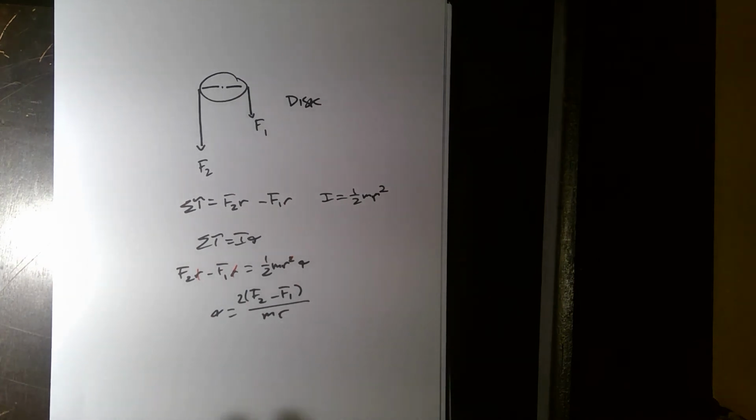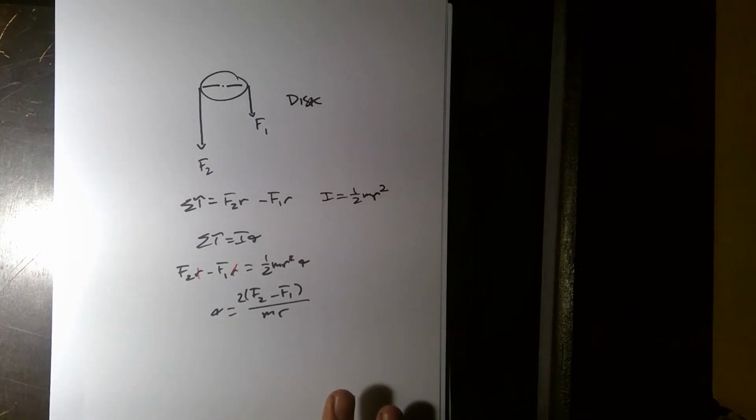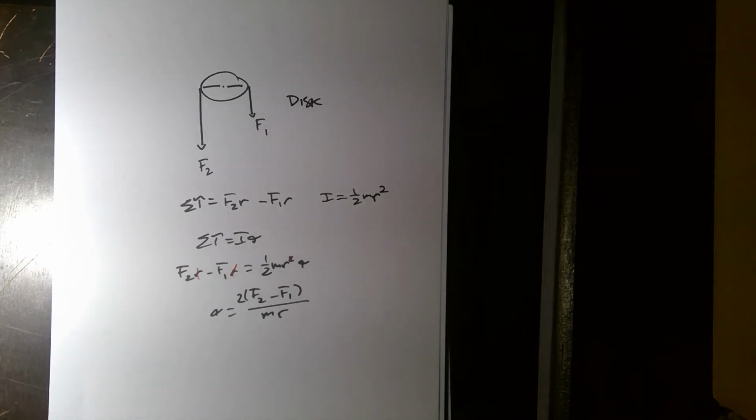So basically you always just want to look at what your net torque is, what kind of shape you have, and then running through that, you can figure out what alpha is. And then, like I said, once you have alpha, you might have the ability to go through all the kinematics of what's going to happen while these forces are in play.